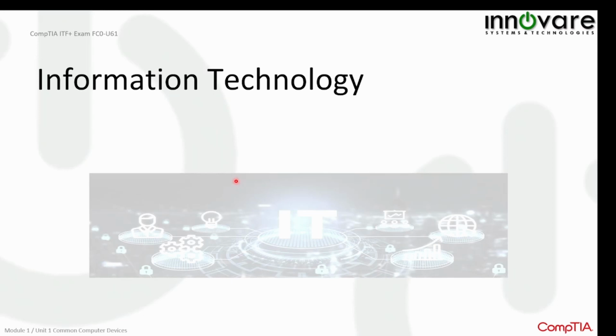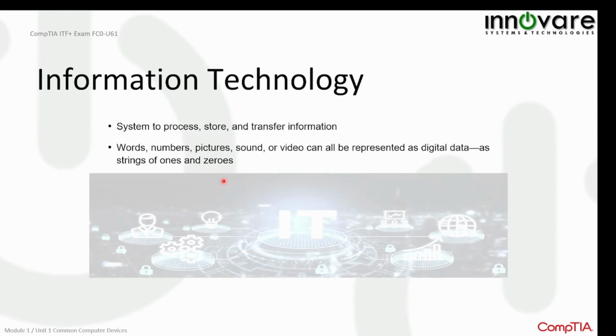You live in this world now, but just to have a formal definition, as I agree with CompTIA, information technology or IT is a system that processes, stores, and transfers information. When we expand on this information, it is in the form of digital data, and these digital data are represented by strings of zeros and ones. This is what the computer sees at the hardware level, zeros and ones. Information can be any words, numbers, pictures, sound, or video.